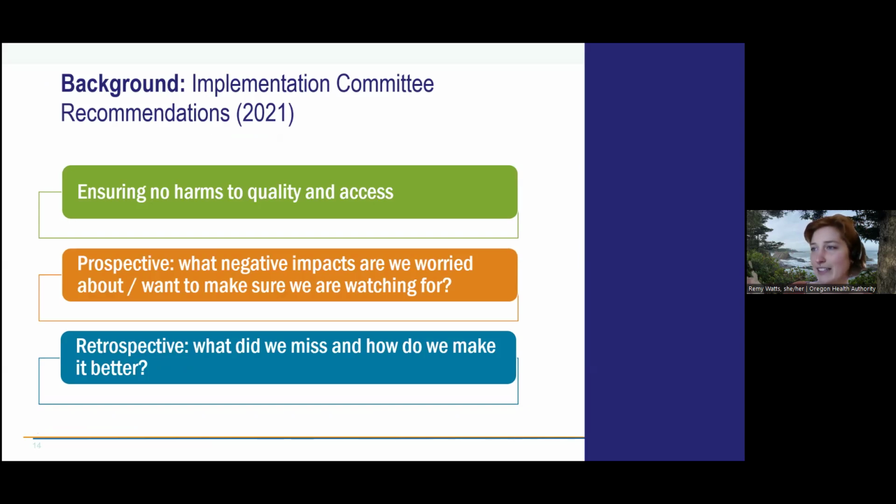So looking at these, ensuring no harms to quality and access: what negative impacts are we worried about and what do we want to make sure we're watching for? And then what did we miss and how can we make it better? It's going to be important to define what success looks like from a consumer perspective and consider consumer-centric measures in all of the above strategies. Committee members have also emphasized the important cross-market strategies. So we're trying to think about what the cross-market strategies are that we can center consumers in.